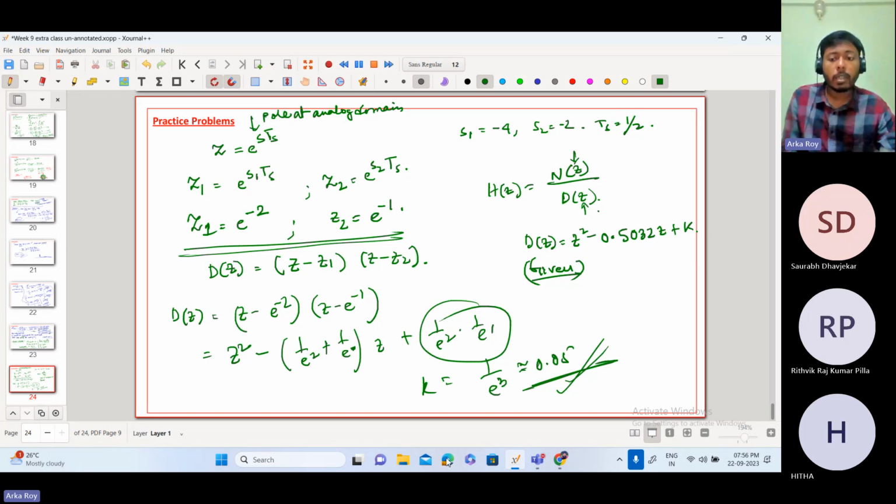So in this way, you can get the flavor of the impulse invariance method, but they have asked the question in a bit more depth.